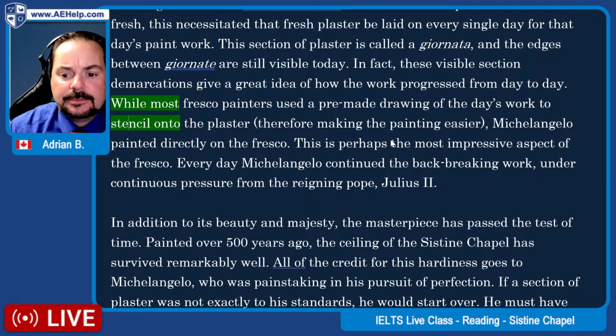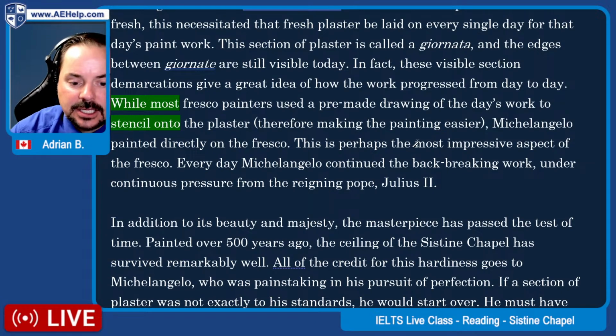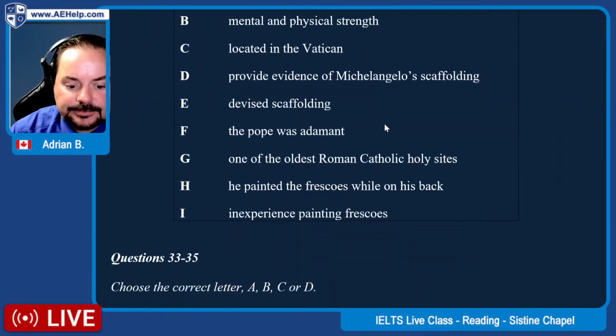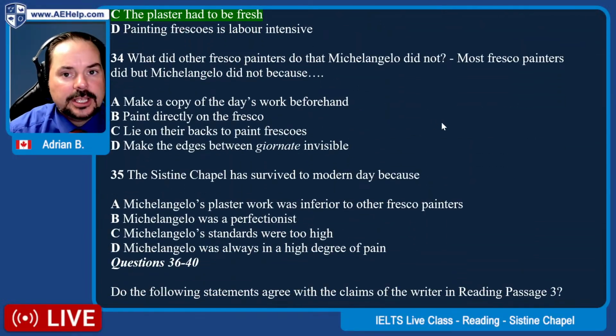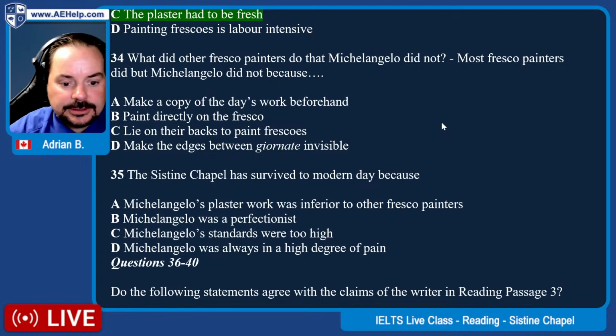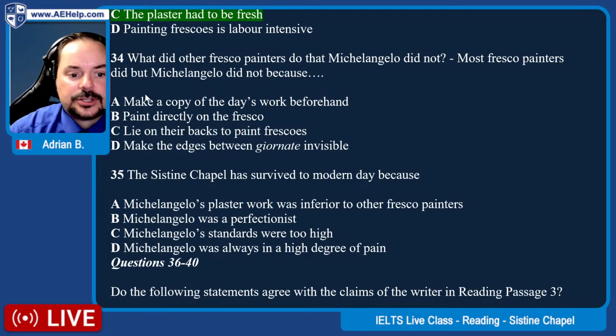And by the way, what Michelangelo was doing is called freehand. So Michelangelo was freehand painting onto the fresco. Freehand painting. Absolutely. He was freehand painting. He was a freehand painter. All right. So 34. What's the answer?